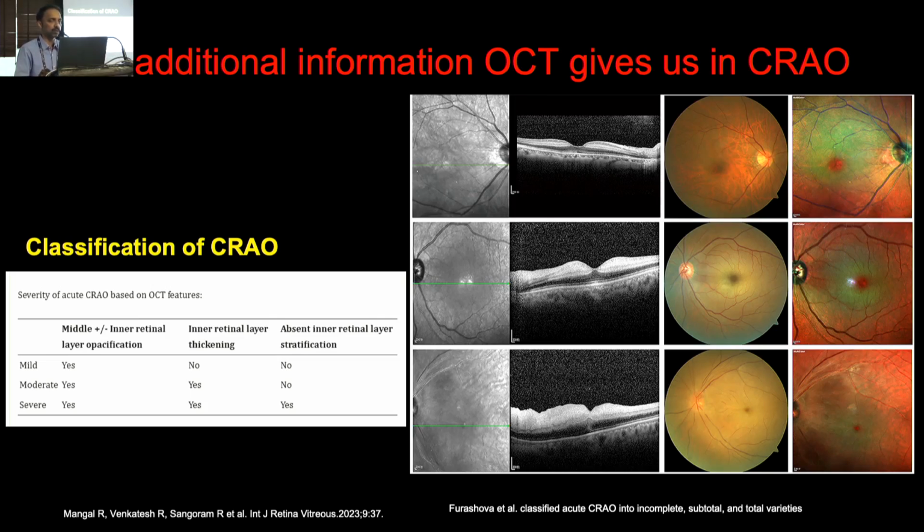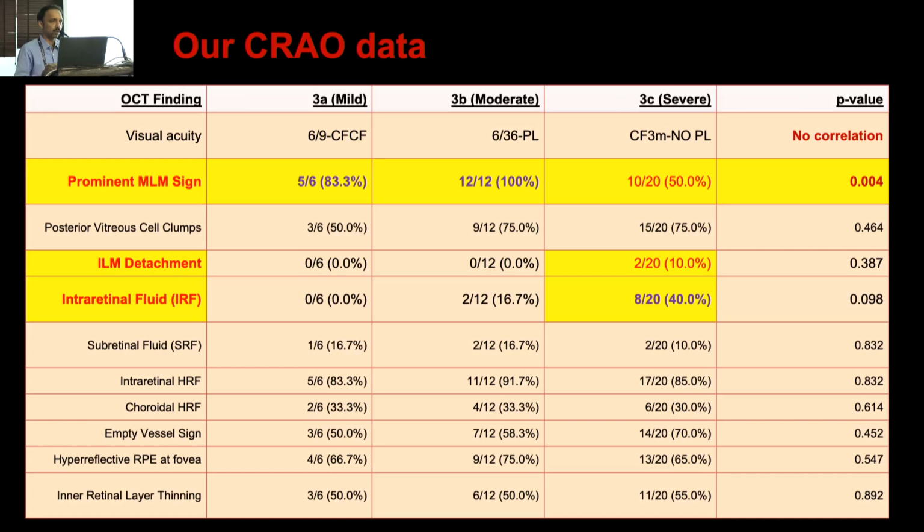So, is OCT really useful in CRAO? Do you need to do an OCT in CRAO? There is a recent classification which has classified CRAO into mild, moderate, and severe based on the reflectivity of the different layers and loss of stratification. But we did our own analysis. We found that it was not really useful. There was no correlation with visual acuity, either at presentation or at the final visual acuity.